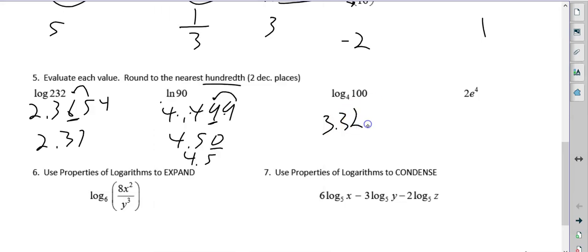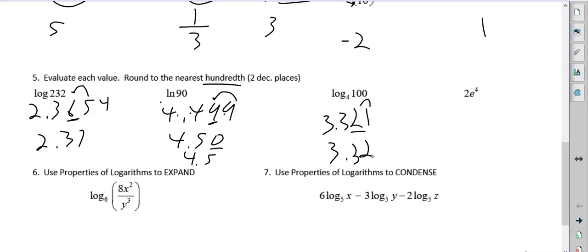So again, we're rounding here. The 1 tells it to stay the same. 3.32. And if you think about it, it makes sense. 4 times 4 is 16. That's squared. Times 4 cubed is 64. And then times 4 again is over 100. So it's closer to 3 than it is to 4. 3 to the 4th power. I'm sorry, 4 to the 4th power.